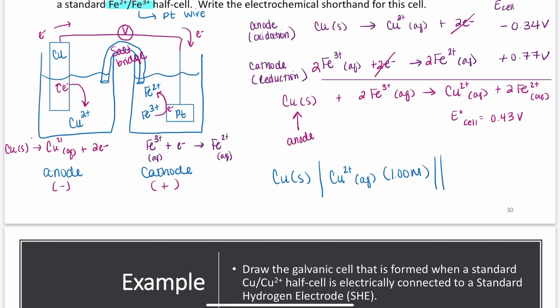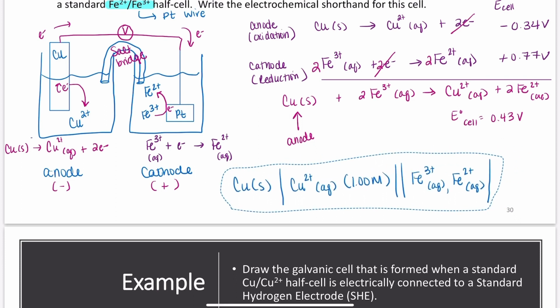That represents my salt bridge. Now, I've got 2 different species of iron in here, but they're both in the aqueous phase, which means I can write them next to each other: Fe3+ aqueous, Fe2+ aqueous. Phase boundary. I can't just leave things aqueous though.